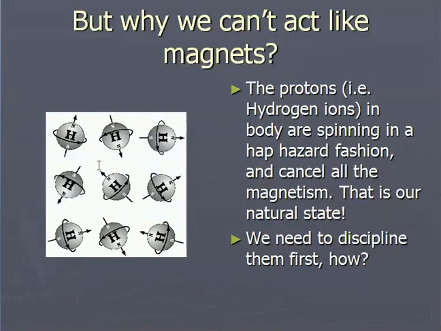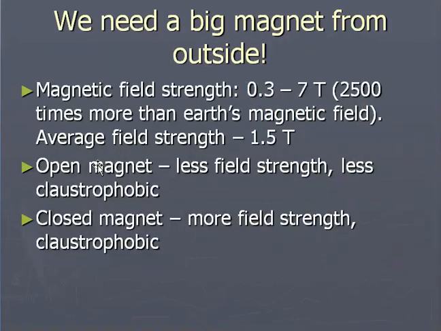The next question is, but why can't we act like magnets? The answer is, the protons, for example hydrogen ions in the body, are spinning in a haphazard fashion and cancel all magnetism. That is our natural state. We need to discipline them first. And how? For that we need a big magnet from outside.